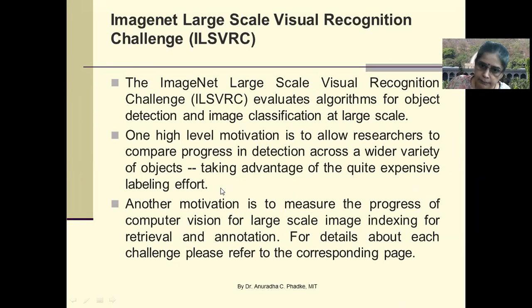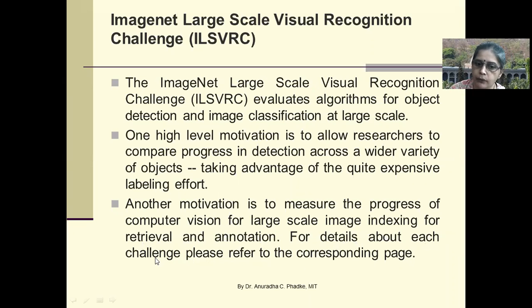So this ImageNet challenge provides you labeled data, which is huge in number, and it consists of various types of objects. And you can participate in this challenge and develop your own deep neural network architecture for classification and detection of objects. Another motivation behind this ImageNet challenge is to measure the progress of computer vision for large scale image indexing, for retrieval and annotation.